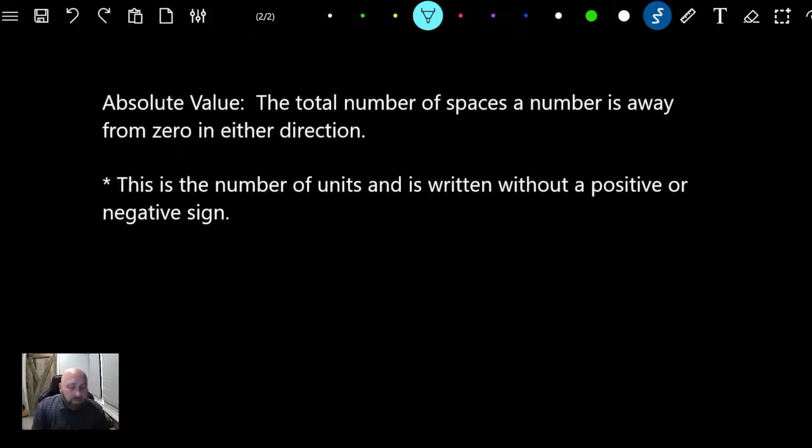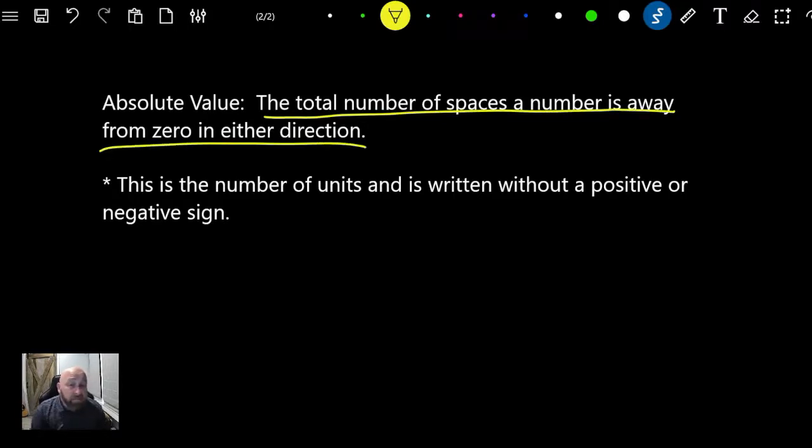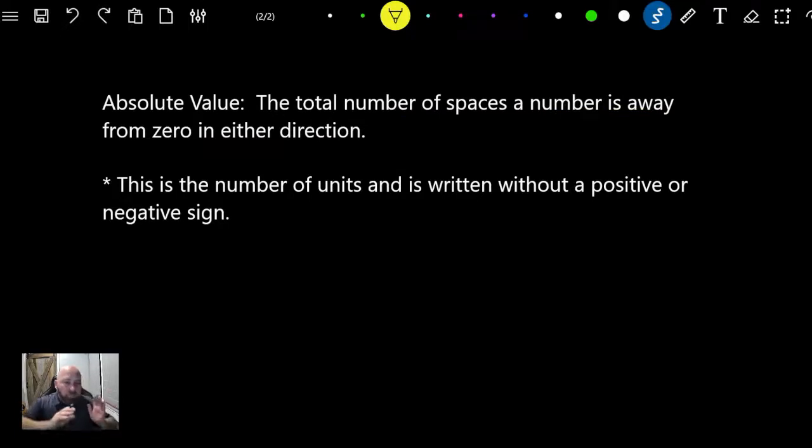All right, the next thing in the book is the absolute value of a number. What does that mean, absolute value of a number? Well, here's the definition. The definition says the total number of spaces a number is away from 0 in either direction. So, in other words, if you're moving to the right, if you're moving to the left, it doesn't matter.